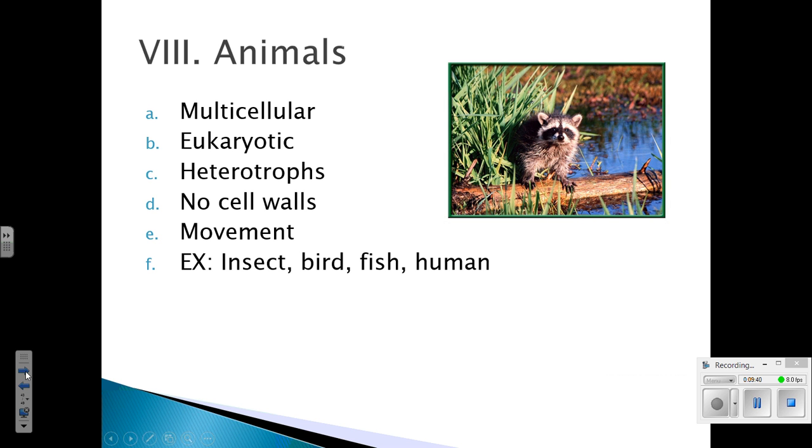We have cell walls, or no cell walls, unlike the plant. And then the heterotroph, meaning we have to eat, and we can move on our own accord. So everything from the insects to the birds to fish, all the way up to us.